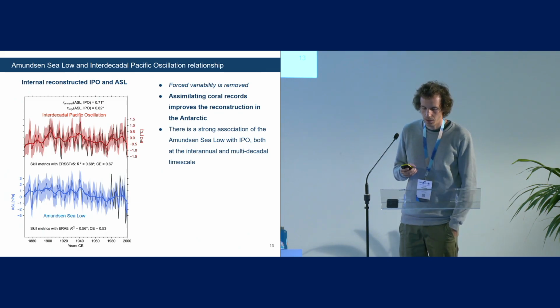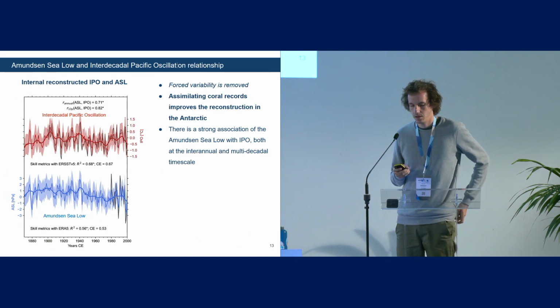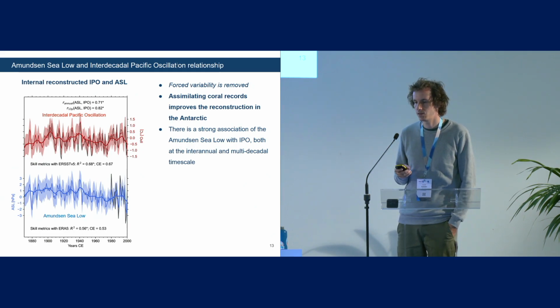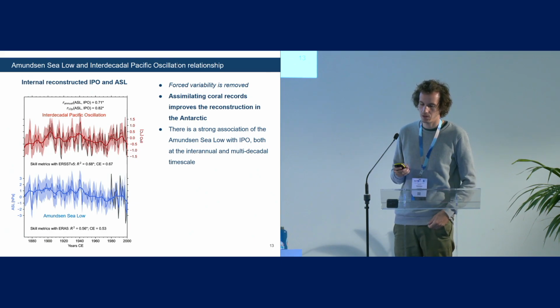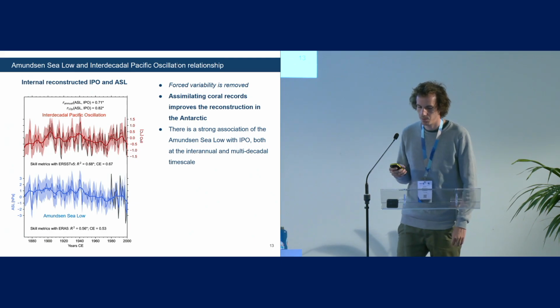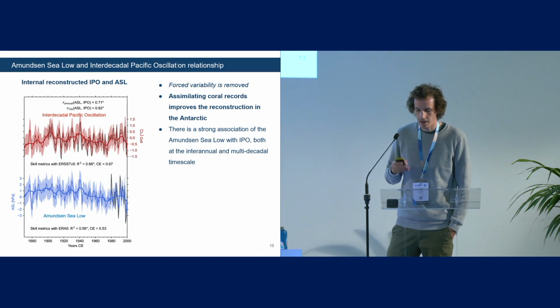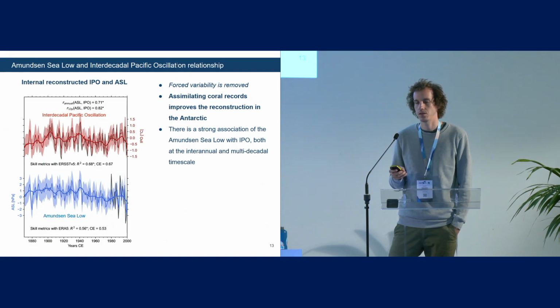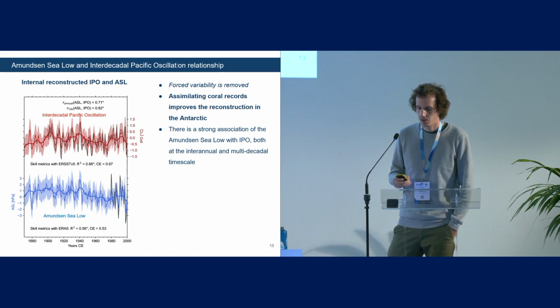So here, what I show is an index of the Interdecadal Pacific Oscillation. This index measures the fluctuation of sea surface temperature in the Pacific, and on the bottom, the Amundsen Sea Low. And here, I also want to mention that because we are only interested in the multi-decadal variability, the forced variability is removed. We only look at the natural multi-decadal variability.